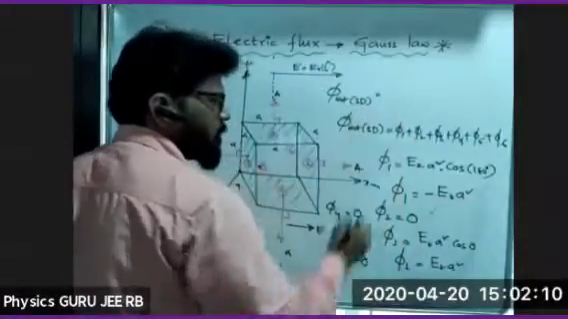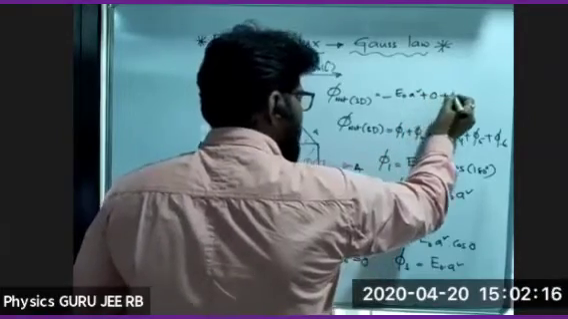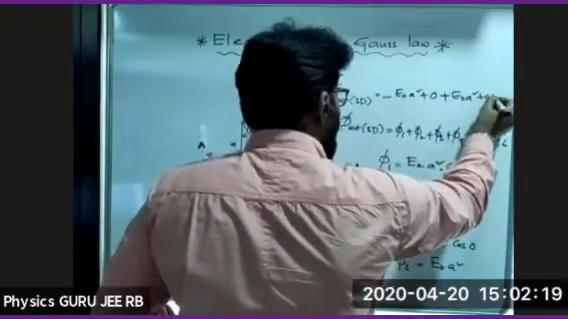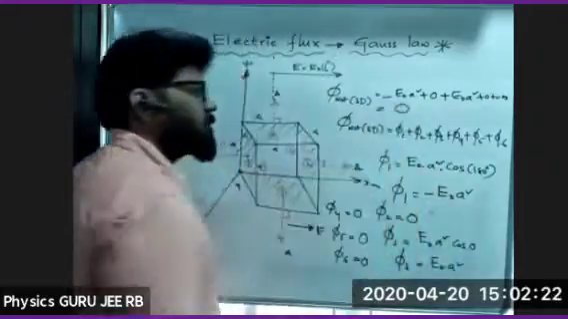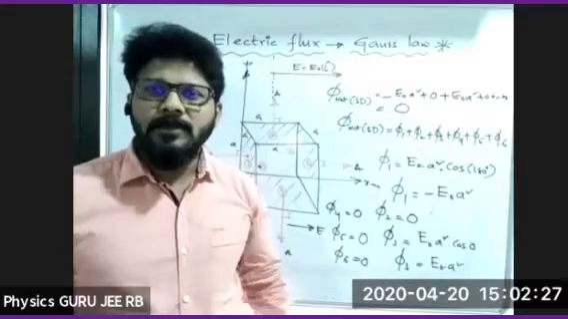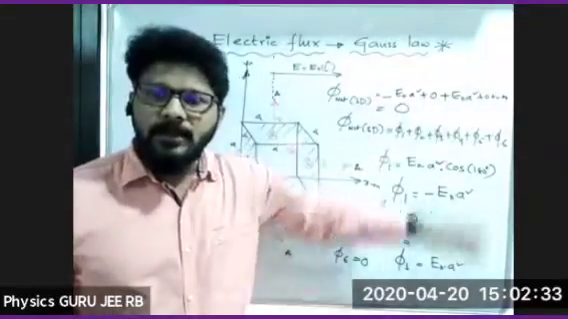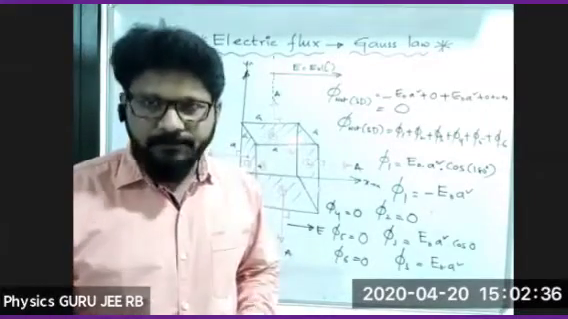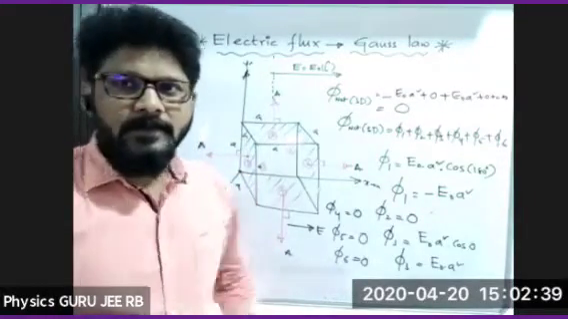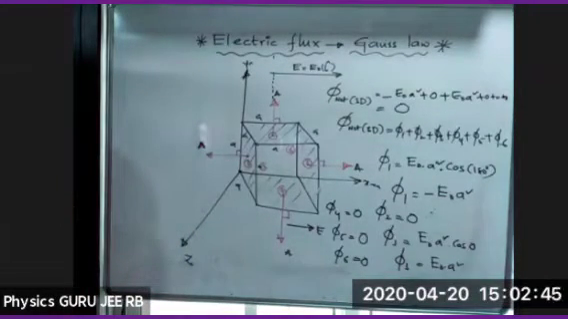So if I substitute for the total: minus E naught A square plus 0 plus E naught A square plus 0 plus 0 plus 0. Total how much am I getting? 0. So minus E naught A square plus E naught A square. Total is 0. Is it clear? Total is 0. Take your screenshots. Understood? So the flux through the closed surface is 0.